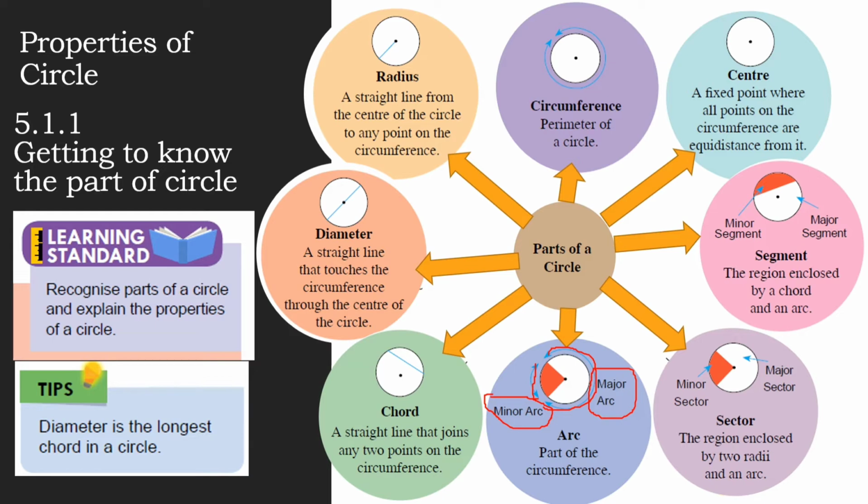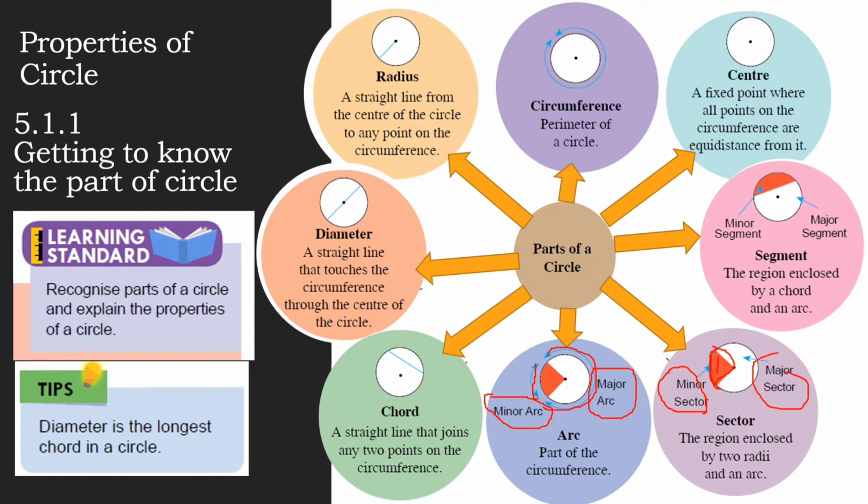And for this one, in red color, is a sector. The minor one, we call it a minor sector, and the larger one, we call it major sector. Sector is the region enclosed by two radii and an arc. Since this is an arc, this is radius and this is radius. Sector is the region enclosed by two radii and an arc.